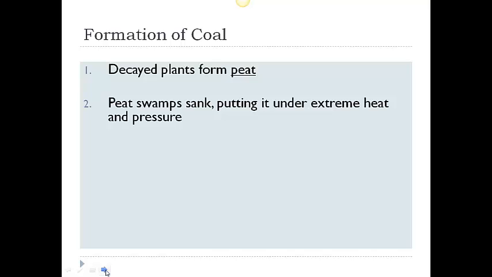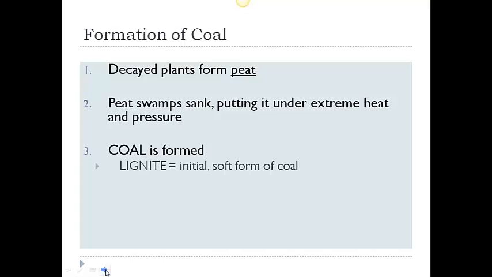What happens is over time those peat swamps actually sink and put the peat under, again, extreme heat and pressure, kind of like what happened with the petroleum and natural gas products. And when that is put under high heat and pressure, we get what's called coal. There are different types of coal. The softest kind, the initial form of coal, so the first type that's formed as the peat swamps are put under heat and pressure, is called lignite.